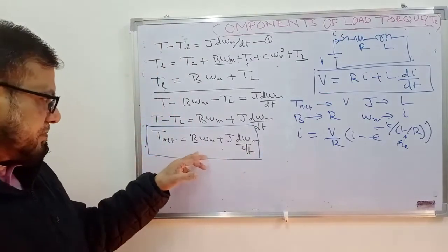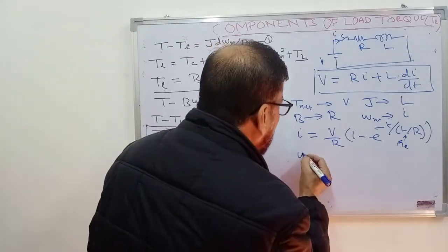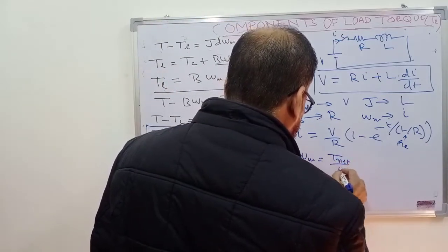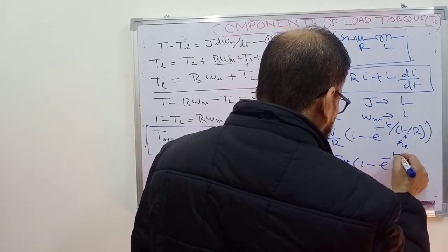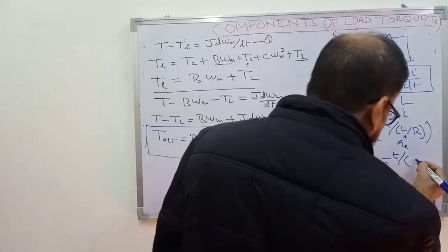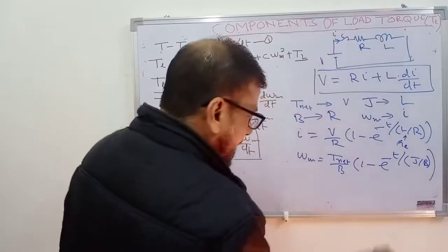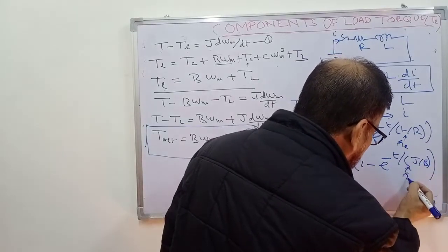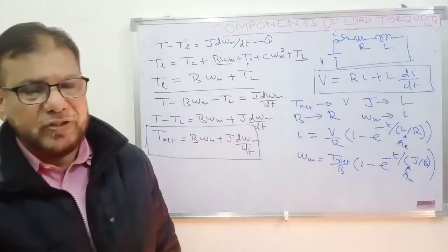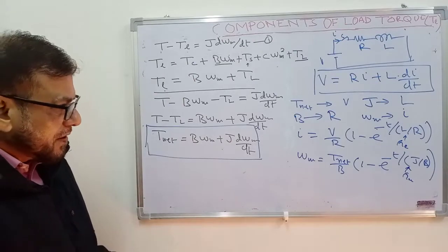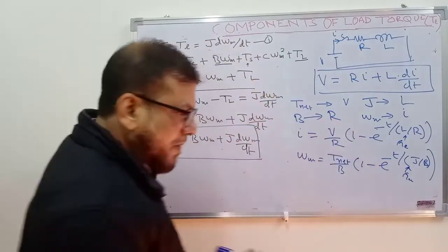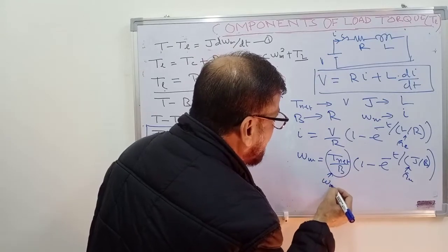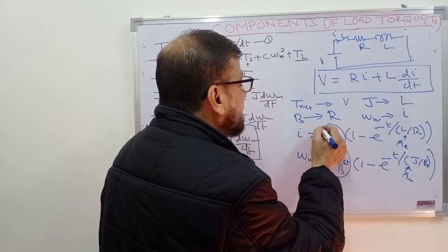Similarly, you can write the solution of this equation as omega m is equal to T net upon B times 1 minus e to the power minus t upon J upon B. Again, this J upon B is a constant. You may call this constant tau m, the mechanical time constant of the system. This V upon R is the steady state current, and this T net upon B you may call the steady state speed. This V upon R we may call the steady state current IS.